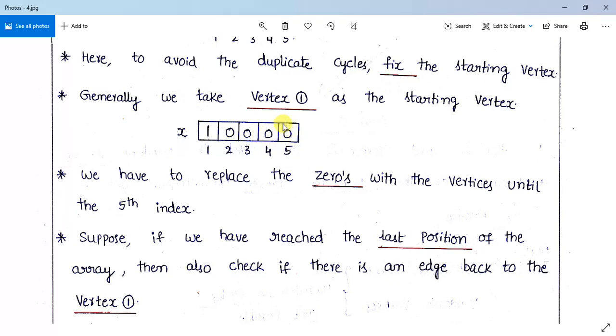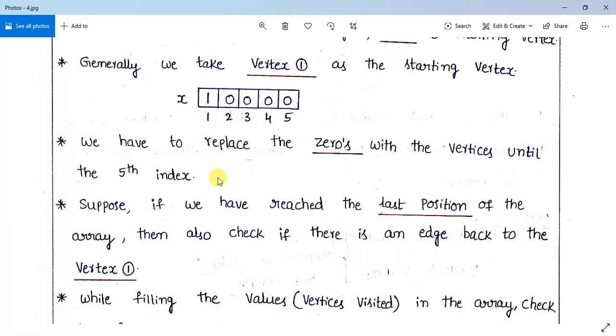Once you fill this fifth index with some value by replacing the 0 with some value, you need to check whether any edge is present to the first vertex. If the edge is present, then that is the required Hamiltonian cycle. You have got the solution. You have got one solution. That is a Hamiltonian cycle. Okay, so that's about the thing here.